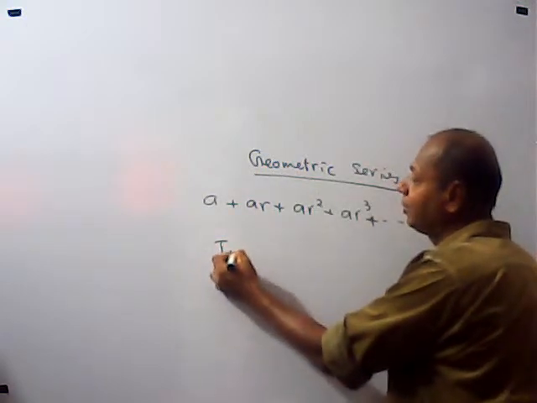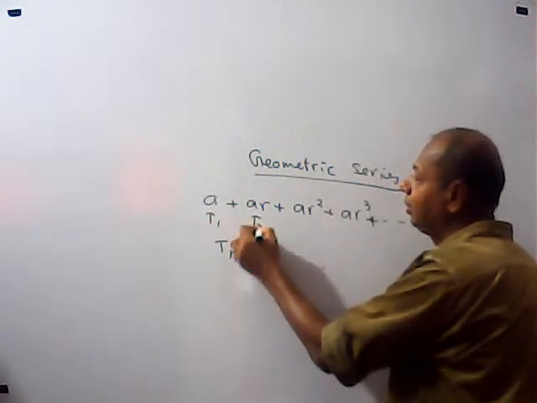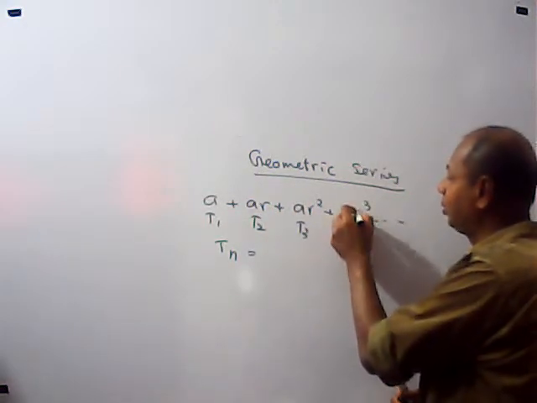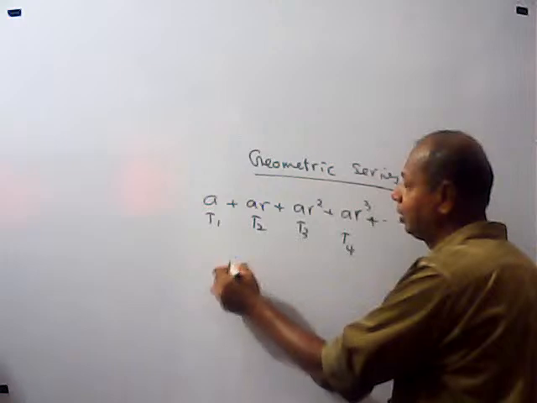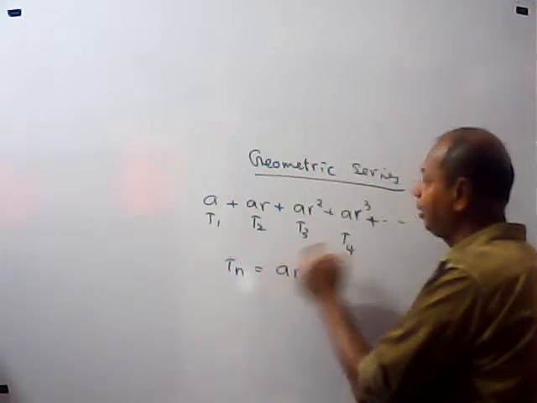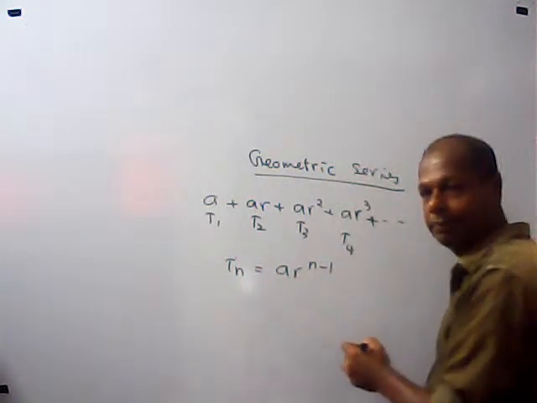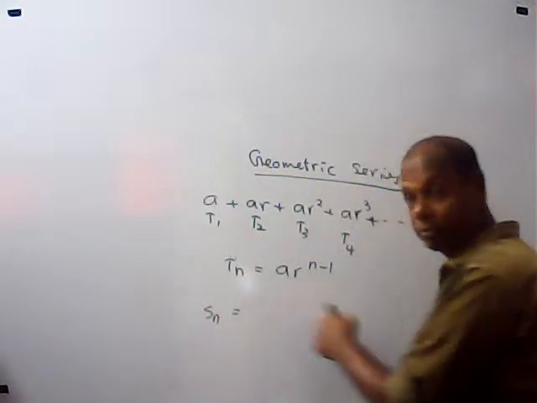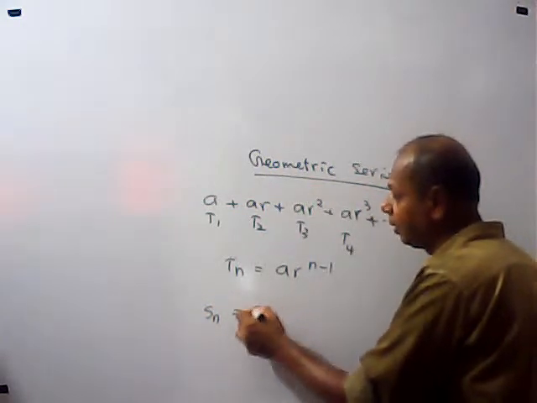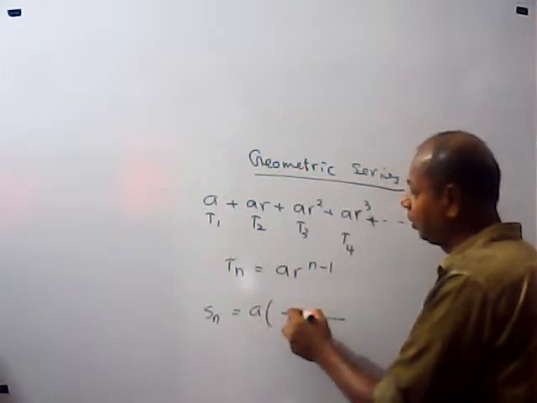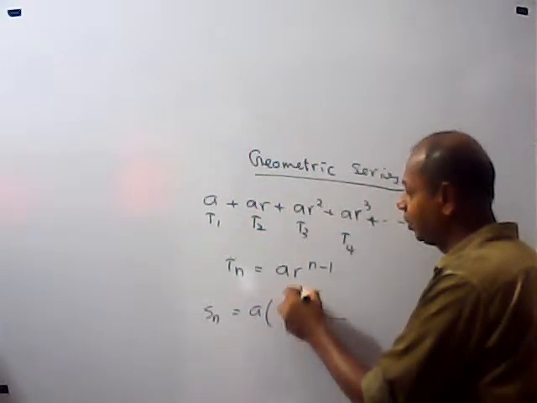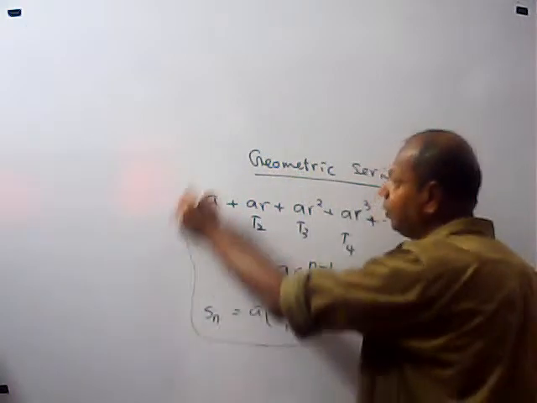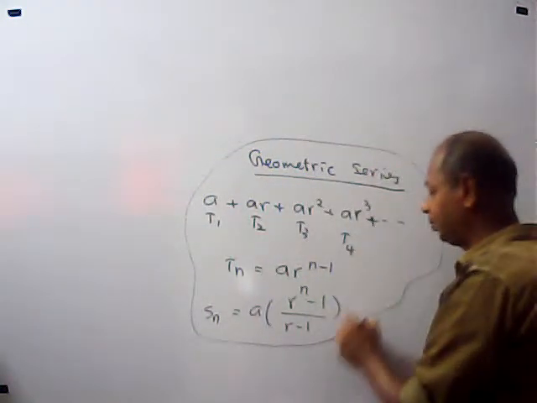Everything is multiplied by some constant. This is T1, T2, T3 is ar square, T4 is ar cube. Generally, Tn is ar to the n minus 1. And the sum of n terms is given, without the proof, by a times r to the power n minus 1 over r minus 1. So that's the expression for the sum of n terms.